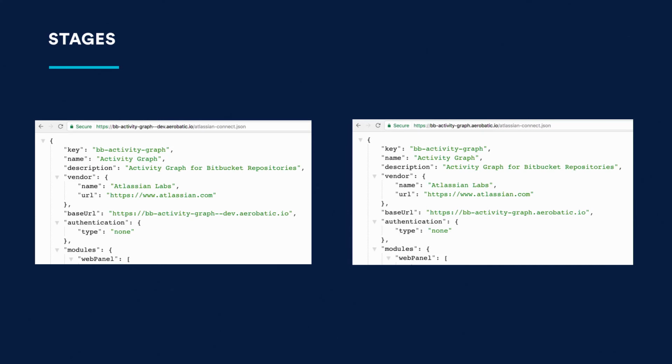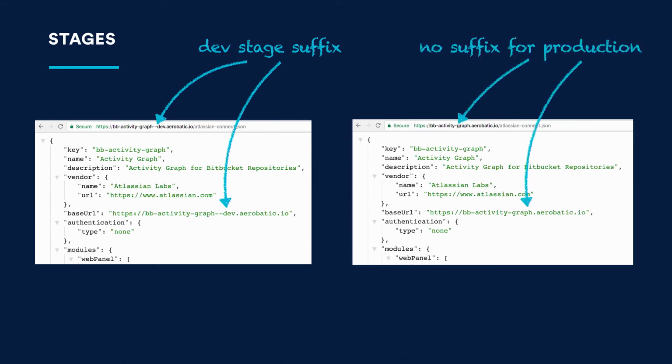And these stages, they manifest themselves in Aerobatic by a different suffix in the URL. So my add-on runs on BB activity graph def or on BB activity graph, depending on where I deploy to. And as I mentioned before, with this nice little placeholder, double underscore base URL, my base URL actually gets automatically replaced in those descriptors. Everything points to the right location. There's no suffix for production.